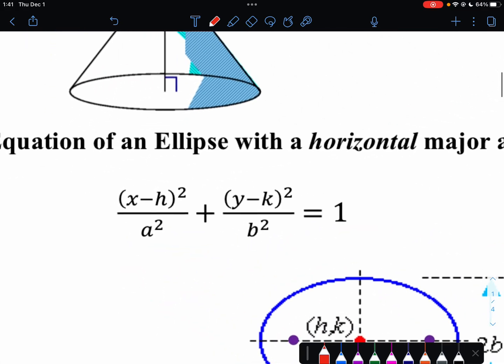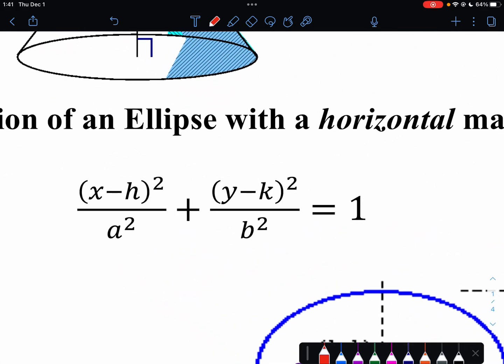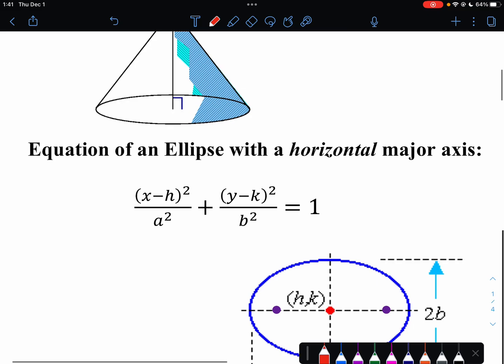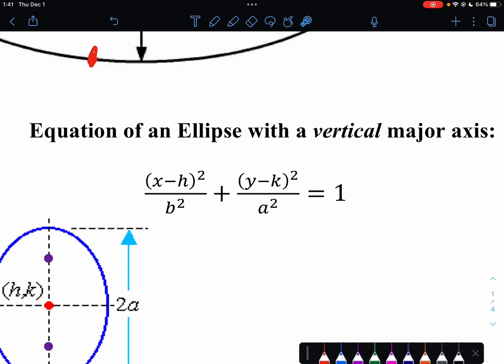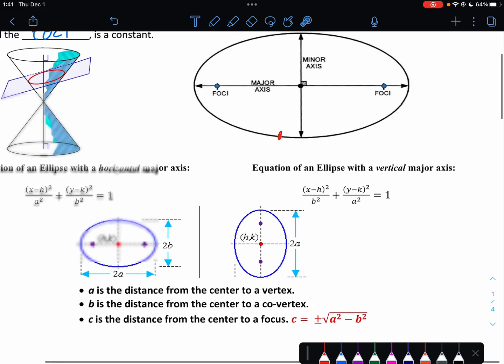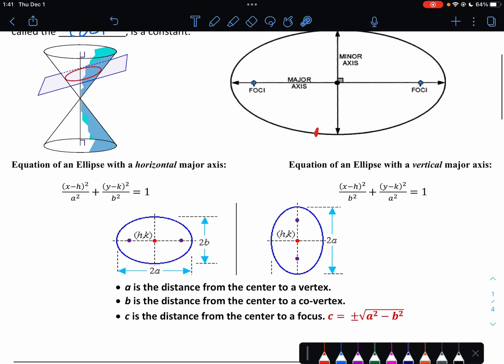Here's the equation of an ellipse with a horizontal major axis. And here's the equation of an ellipse with a vertical major axis. You can see they're pretty much exactly the same. The only thing I did is I switched A and B around.